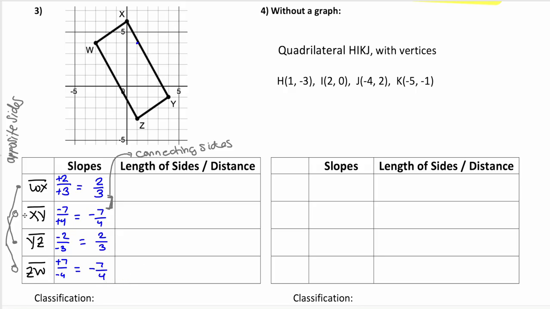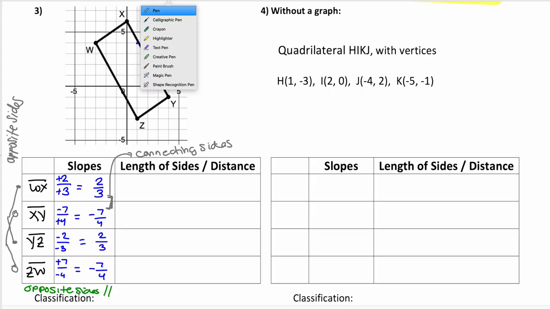Now that we have all our slopes, let's look at our opposite sides and then our connecting sides. Our opposite sides, WX and YZ, have the same slope. That means that those two lines are parallel. XY and ZW have the same slope. Therefore, they are parallel. So our two sets of opposite sides are parallel. The reason why we want to look at this is if we have a list of our possible quadrilaterals, we can eliminate ones based off of this one piece of information.